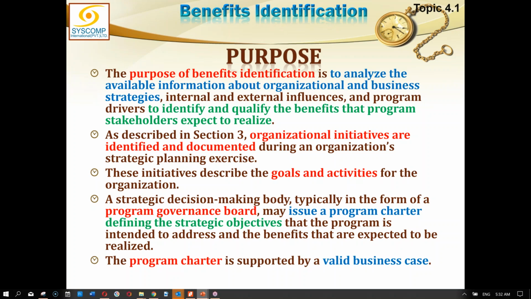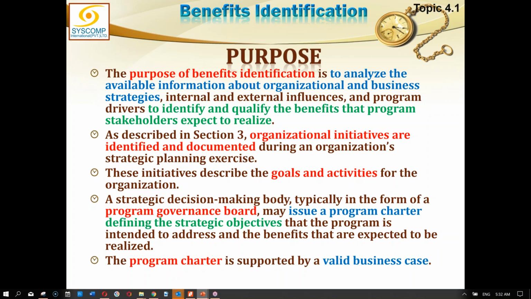Anyways, program sponsor is part of the program governance board. He is a part of the program governance board, and maybe the governance board allows him to put his signature on the charter, or they may say that we all will sign it, or if there is someone else who is heading the governance board, he may sign it.